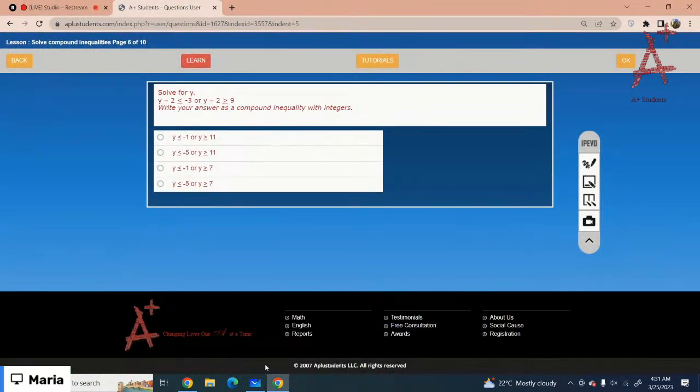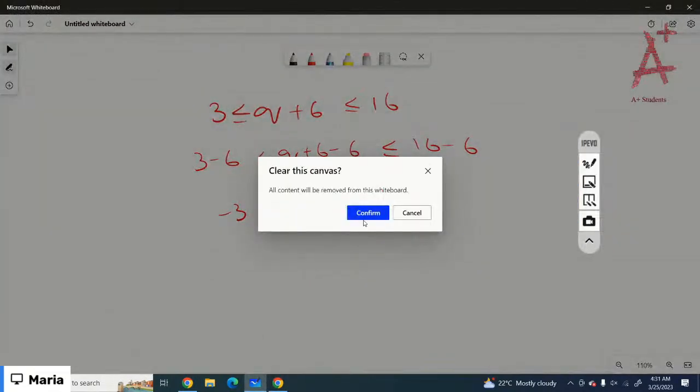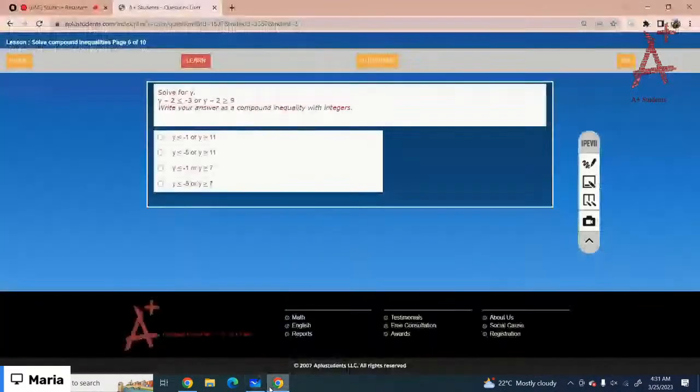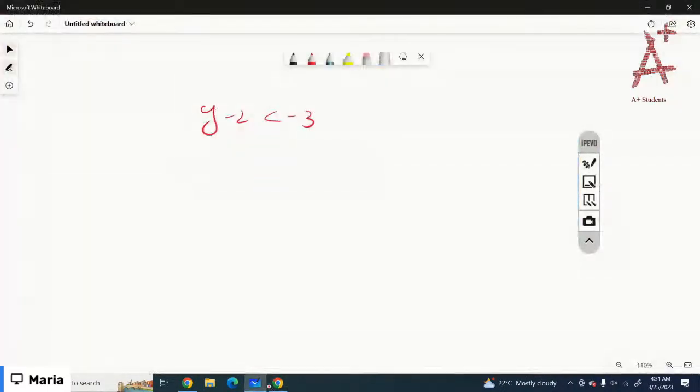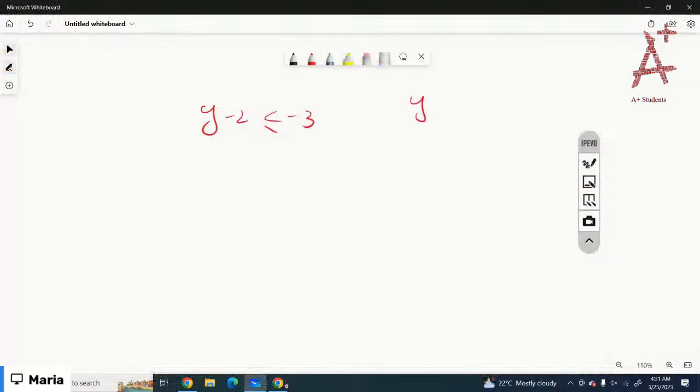Okay, the next one is y minus 2 is less than or equal to negative 3 and y minus 2 is greater than or equal to 9.